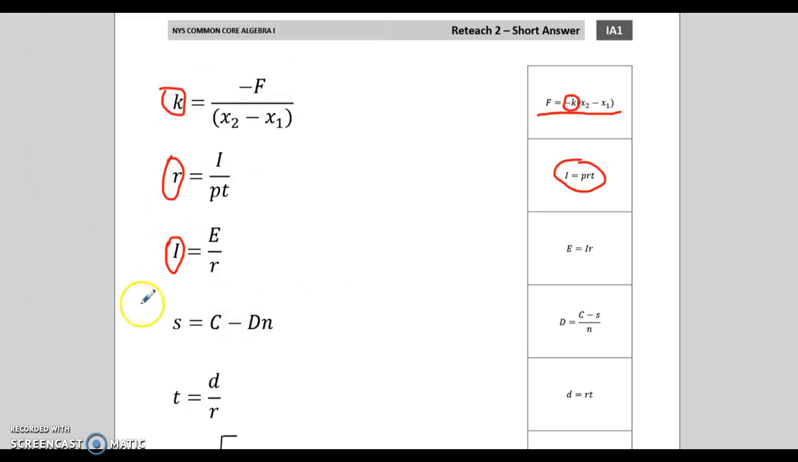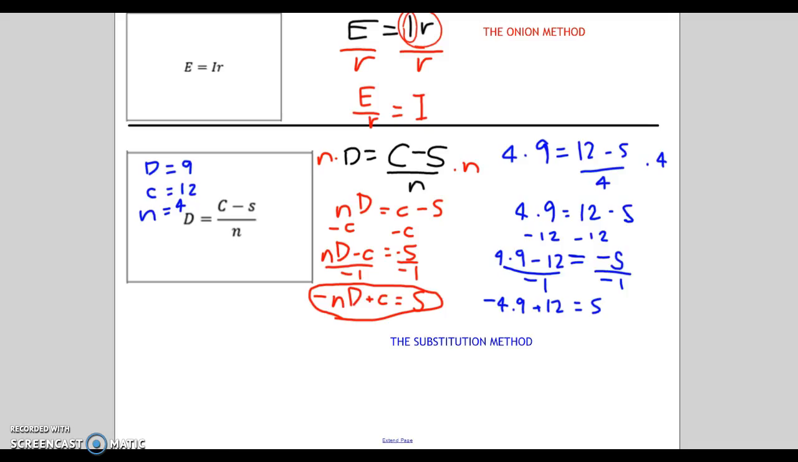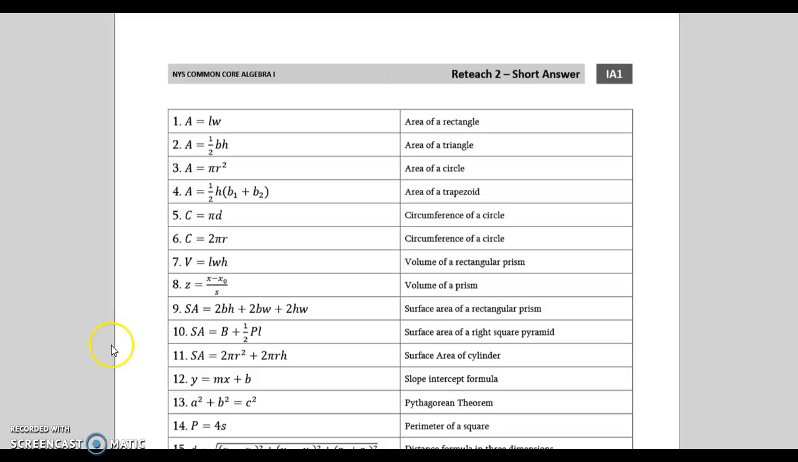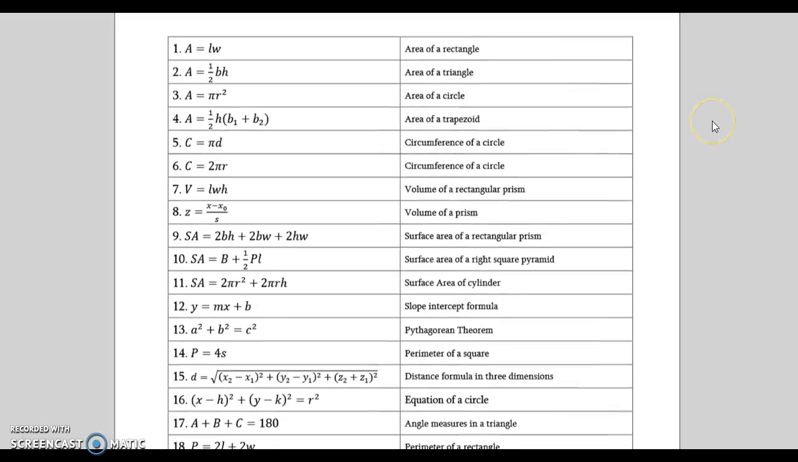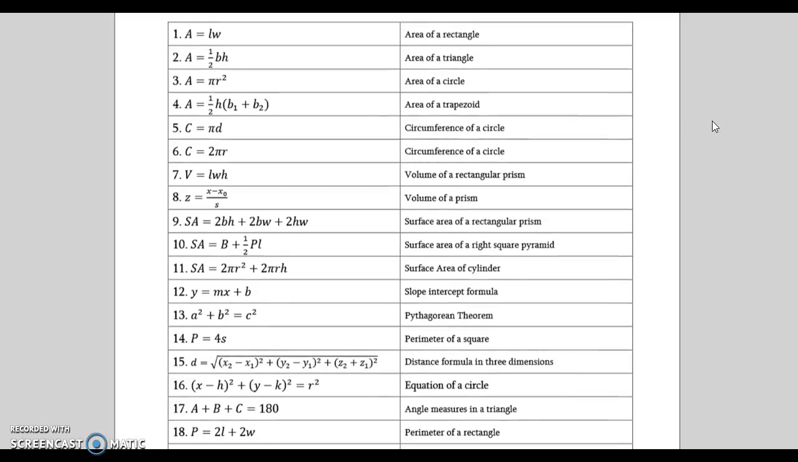One last note about this project. I know that some people were saying that the formulas didn't have a letter that they were looking for. For example, there were only a few letter E's. So I wanted to go back to the formula sheet. I actually revised the formula sheet. So these are most of the revised formulas. This is 1 through 18.